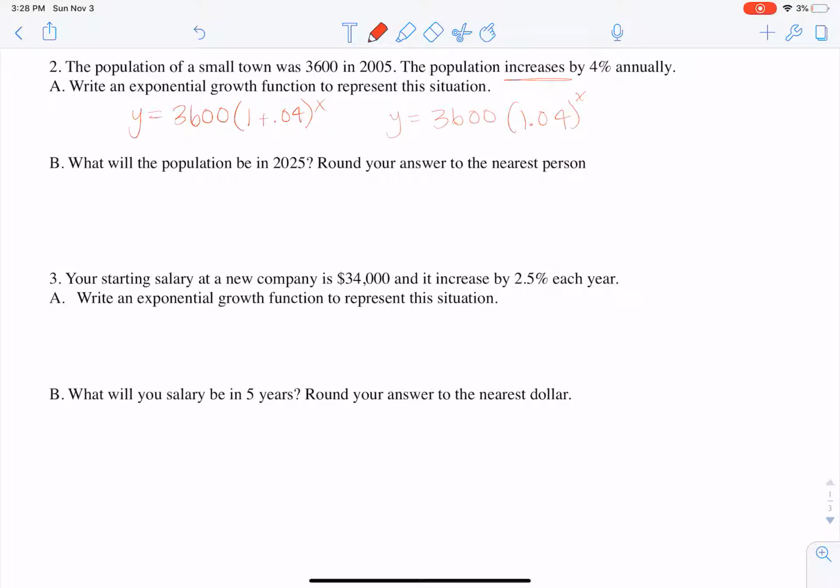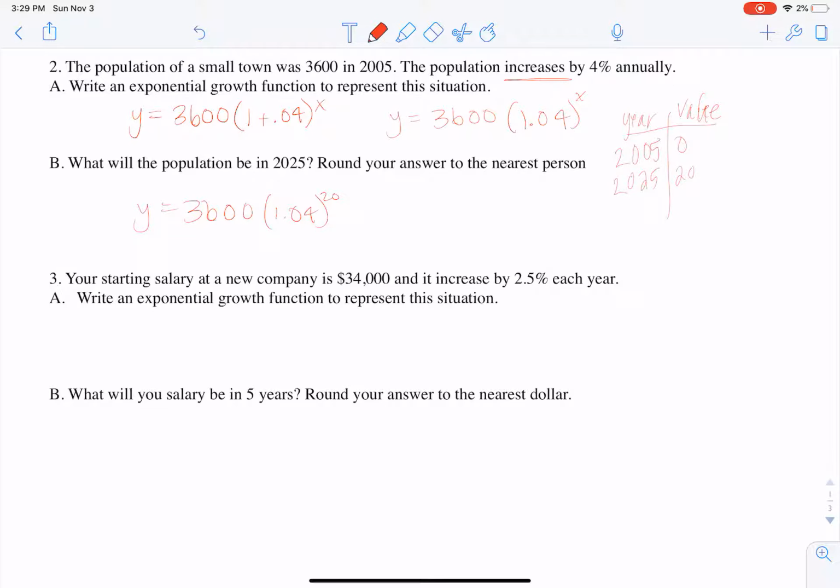So what will the population be in 2025? Round your answer to the nearest person. Well, if my starting value, so we can say the year and the value in the equation. If year 2005 is year 0, then year 2025 is going to put me at year 20. So y equals 3,600 times 1.04 to the 20th power.